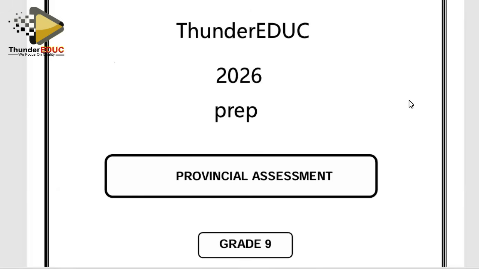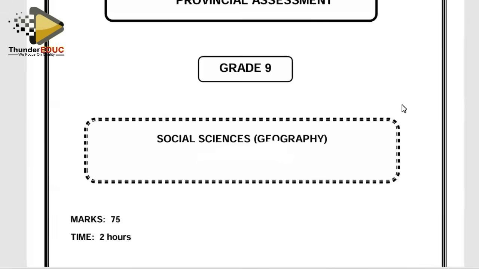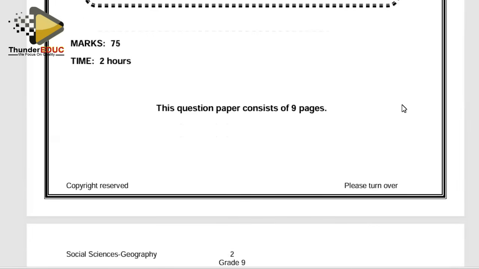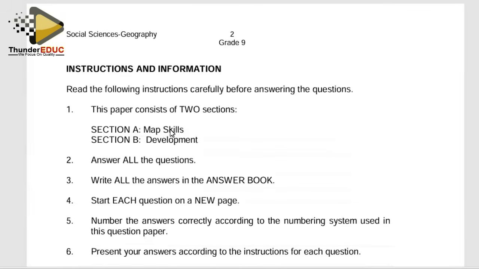You are going to write a paper out of 75 marks, and out of those 75 marks, it's a composite of term 1 content and also term 2 content. Taking you back to term 1, I think you still remember in term 1, you were focusing on map skills. It was solely based on map skills. That was term 1. And in term 2, you are going to focus on development geography. So those are the two sections that are going to be part of your paper.